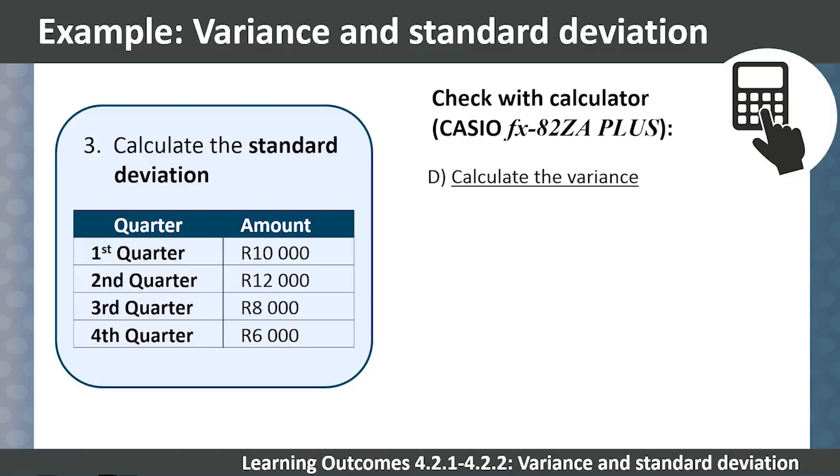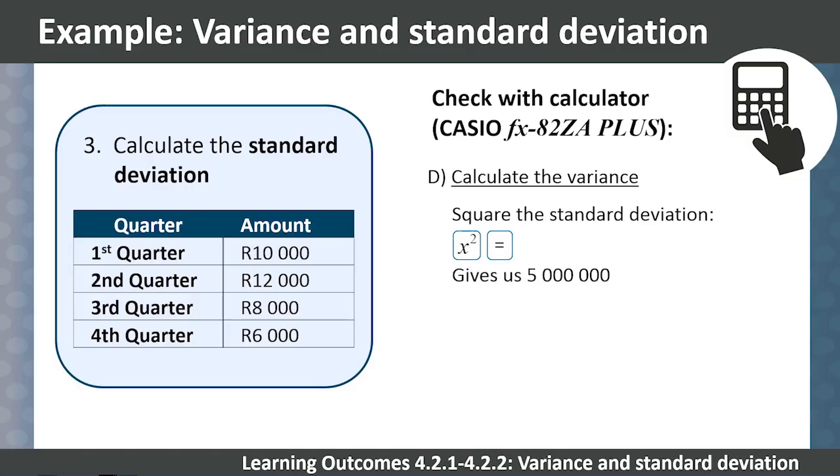We can now easily check our variance figure by squaring the standard deviation. We press the x squared button followed by equals. We get 5 million, so our calculated variance was also correct.